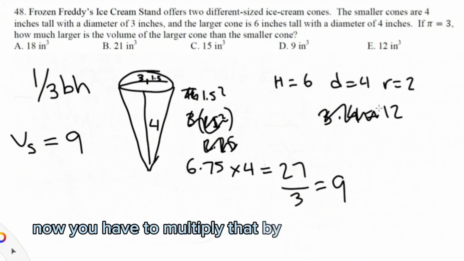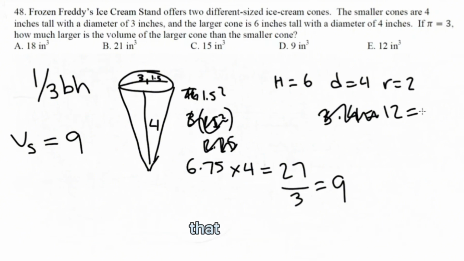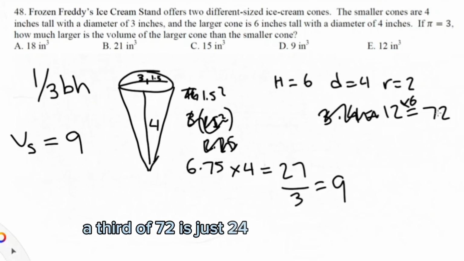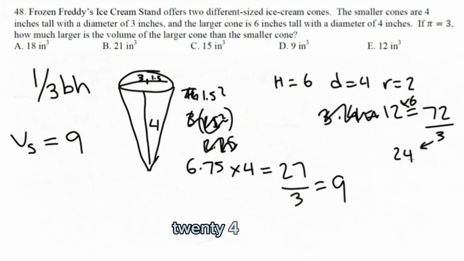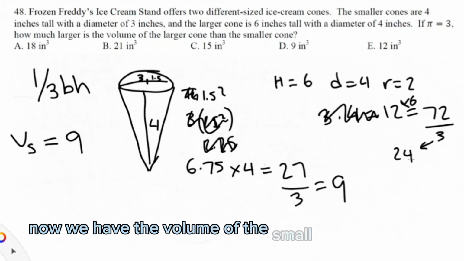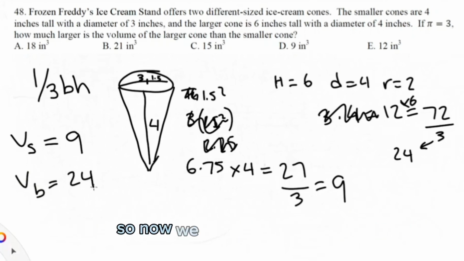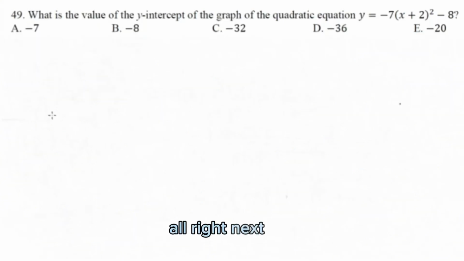Next, that's the base value. Now you have to multiply that by the height. So 12 times 6 equals 72. Now we need to get 1/3 of that. 1/3 of 72 is just 24, because 72 divided by 3 is 24. Now we have the volume of the small cone, which is 9, and the volume of the big cone, which is 24. So now all we have to do is 24 minus 9, which is 15, and that's your answer.